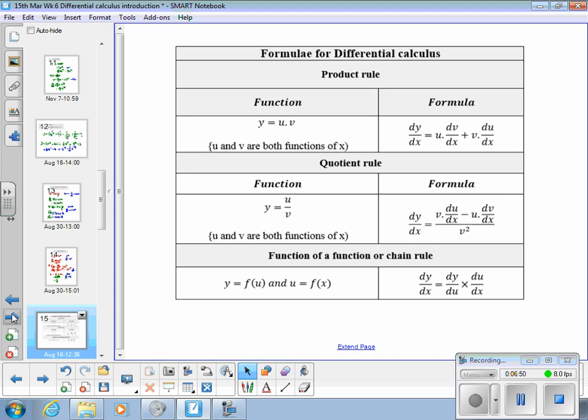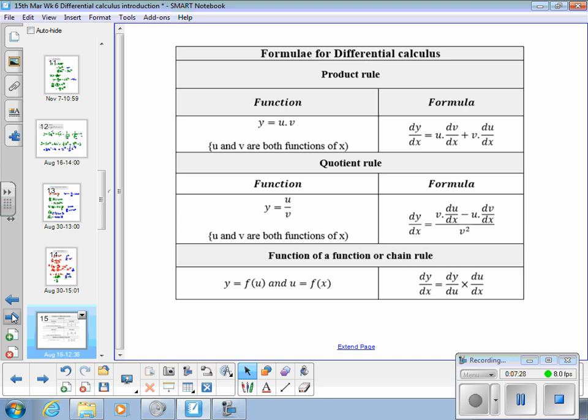We've got a product rule, which we use where we've got y is equal to one function of x, for instance, multiplied by a second function of x. So u and v, if u and v are both functions of x and they're multiplied together, we have to apply the product rule. If we have y is equal to u over v, where u and v are both functions of x, we've got a quotient, a fraction, we use the quotient rule.